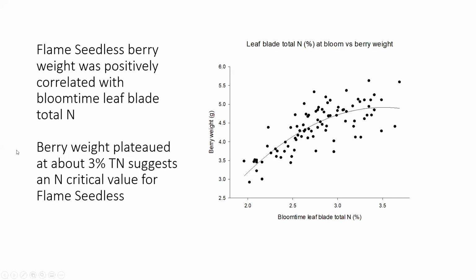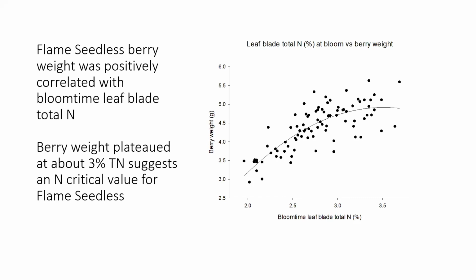And so we keyed in on this fertilizer effect on berry weight to see if we could develop a critical value of N for this Flame Seedless vineyard. And so this chart is showing you berry weight increasing from about 2.5 to 6 grams on the vertical axis, and then on the horizontal axis, you see bloom time leaf blade total N. And you can see that in this vineyard, as bloom time leaf total N increased, so did berry weight at harvest. And it looks like around 3% TN at bloom was sufficient to maximize berry weight in this vineyard.